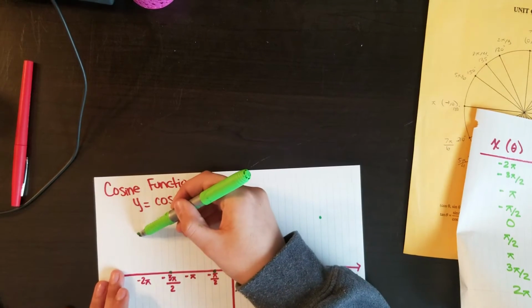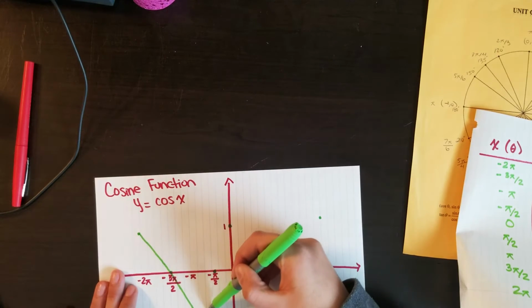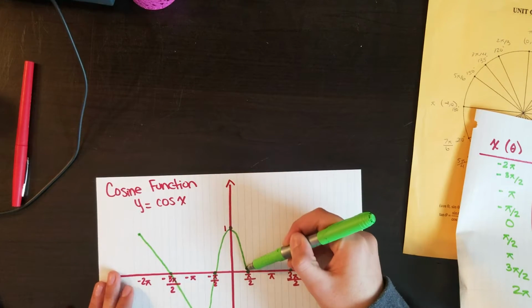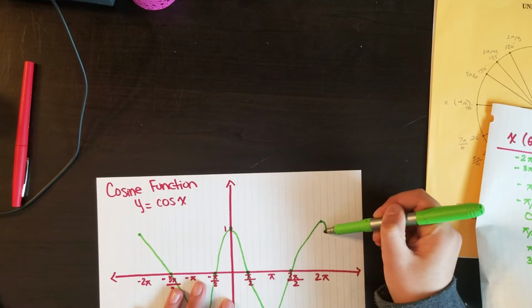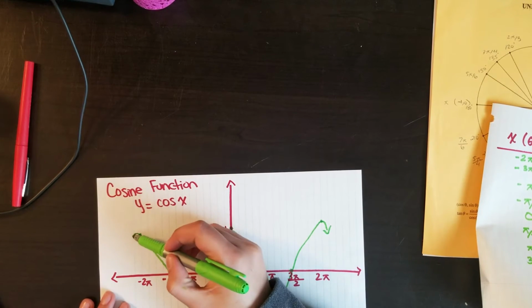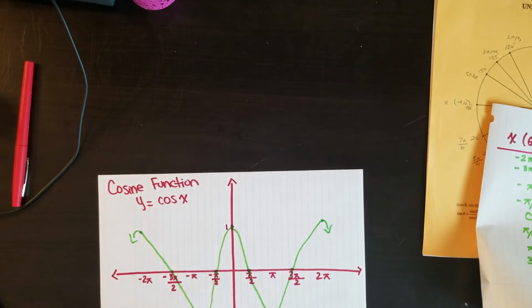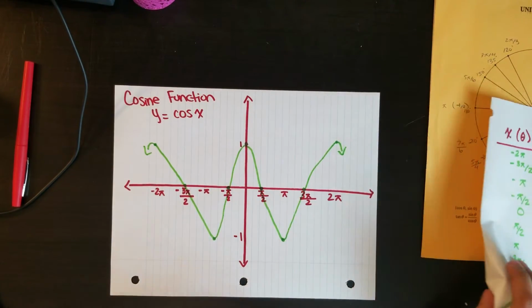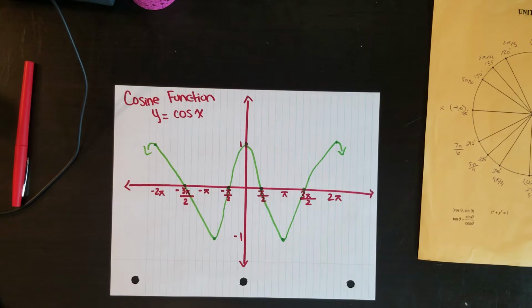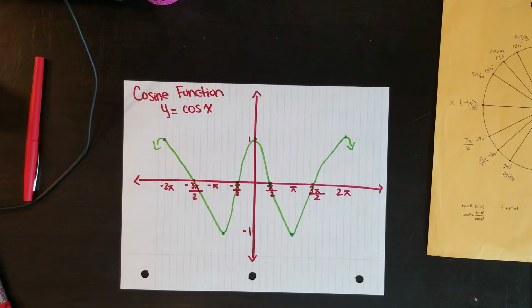So this graph isn't going to be 100% accurate because I'm not using graph paper. And my graph continues on this way. So this graph might look a little ugly because it's on regular paper rather than graph paper, but you get the idea. So that's your basic cosine function. And now we're going to look at some key points on this graph.